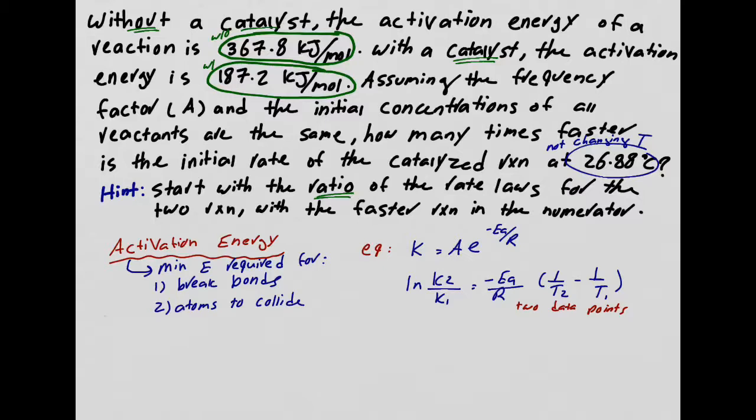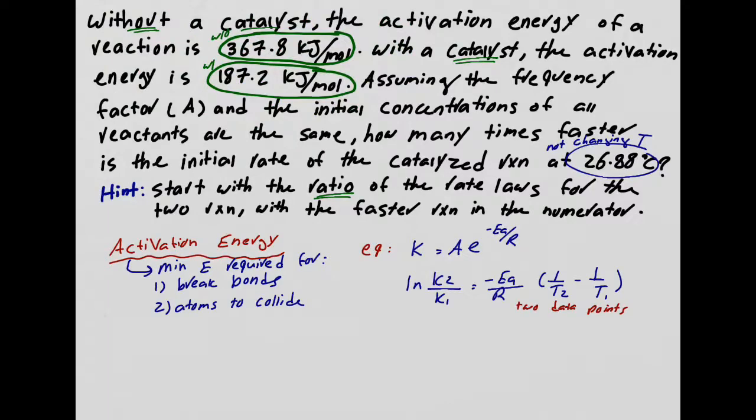Hopefully you guys are following me. So again, every time I have an activation energy, I will write down all this. Activation energy is the minimum energy required to break bonds and for atoms to collide, so the reaction could happen. And these are the two equations you know. I know I'm not using this equation because temperature is not changing. This is the only one I have. And the hint that I gave you is to look at the ratio, because I asked you how many times faster. I even gave you more hints: put the one that is faster in your numerator.